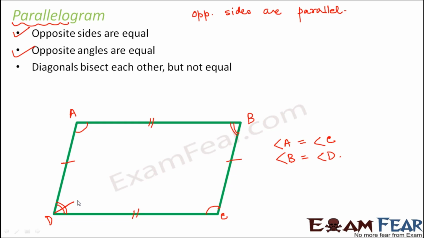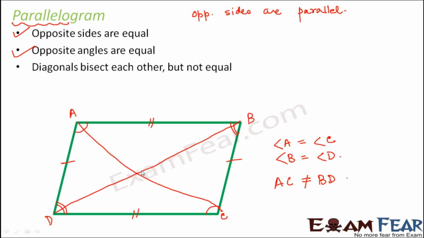So what would be the diagonals? BD will be a diagonal. Similarly, AC would be another diagonal. So as far as the diagonals are concerned, AC is not equal to BD, but they bisect each other. That means let's say that these two diagonals intersect at point O. So they bisect each other.